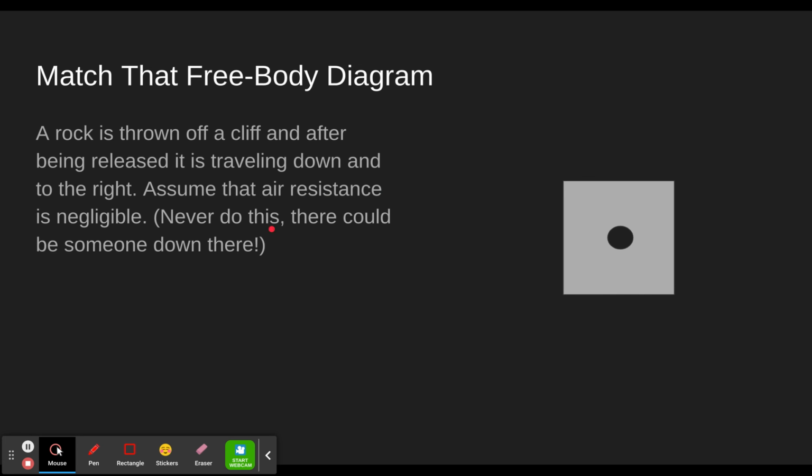And never actually throw a rock off a cliff. There could be somebody below you. And I go hiking sometimes near cliffs, so please don't throw rocks off because I don't want to be on the bottom of that. Thank you.